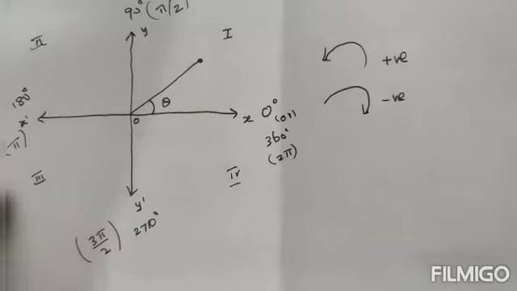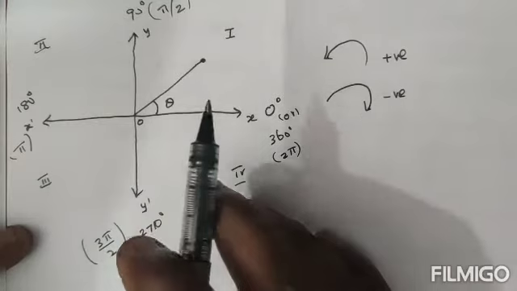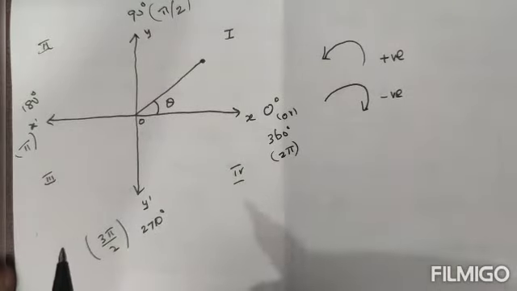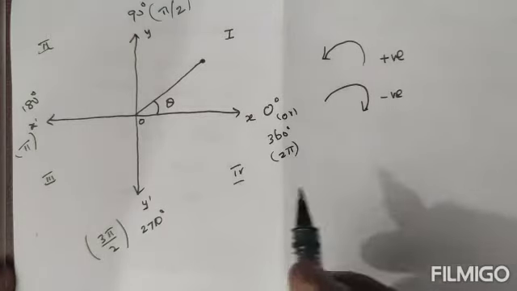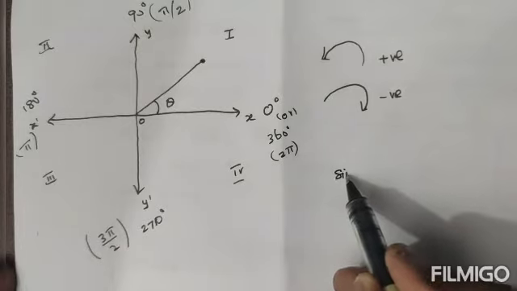Now we can focus only on the first quadrant. In the first quadrant, which values are positive and negative? Let's see one by one. First, let's take sin theta.